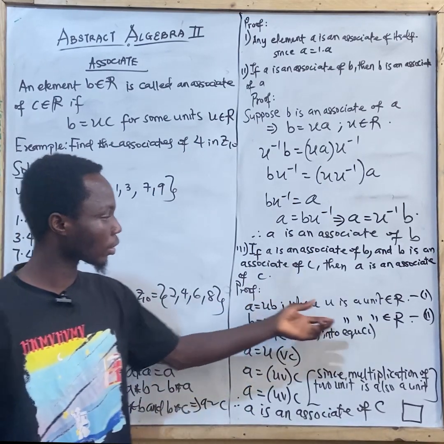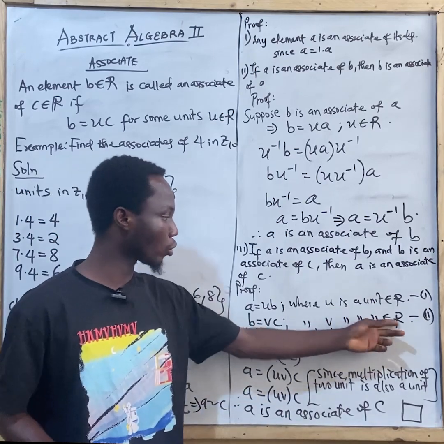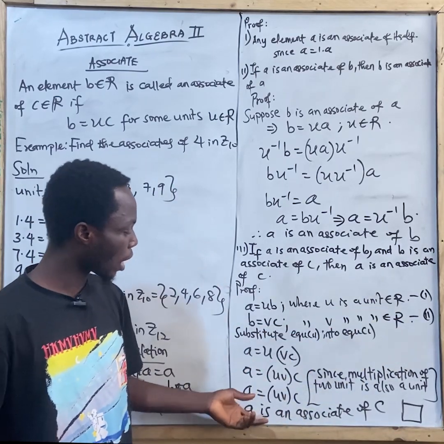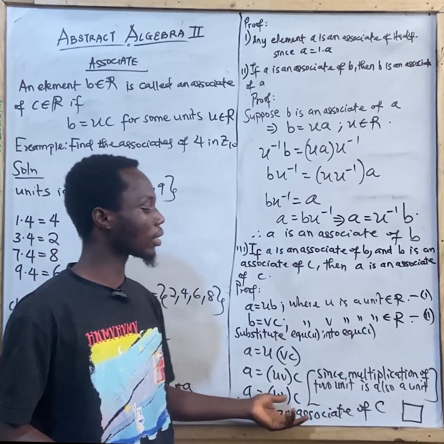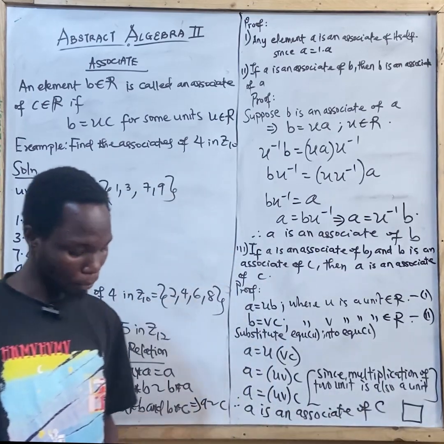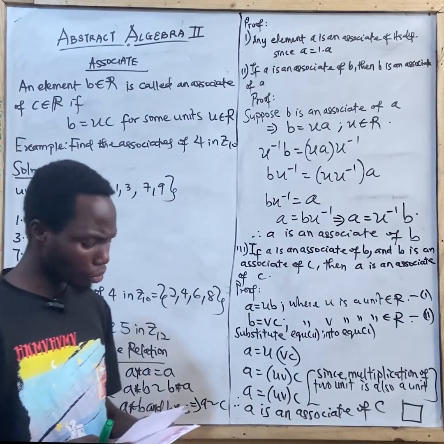So I started with my equation 1 and equation 2, then substituted equation 2 into equation 1, and I was able to prove that A is an associate of C. So this brings us to the end of today's class.